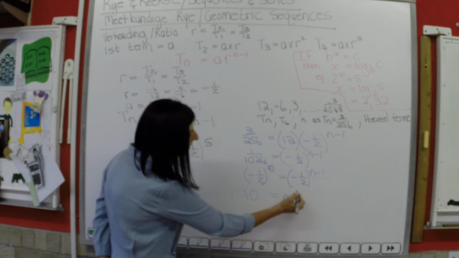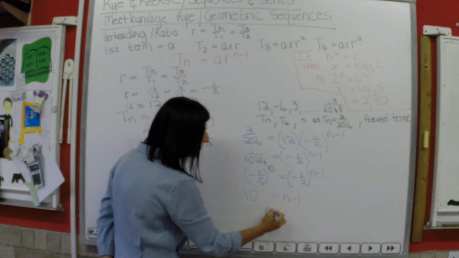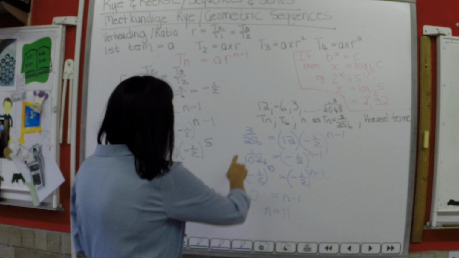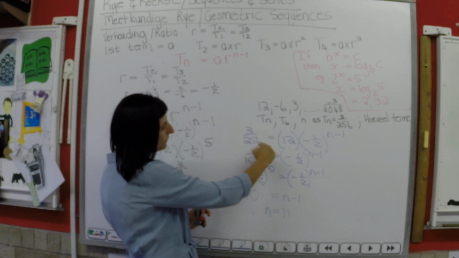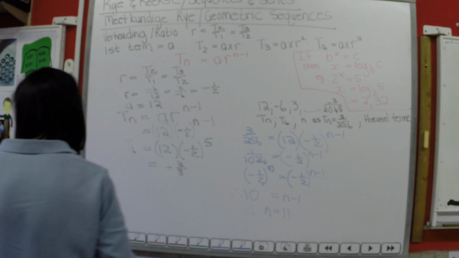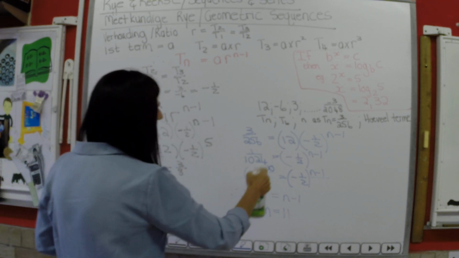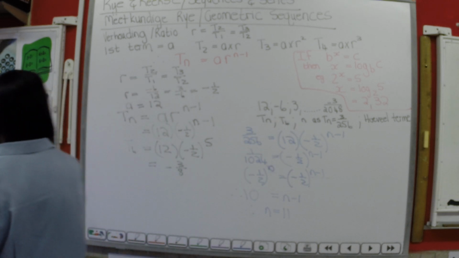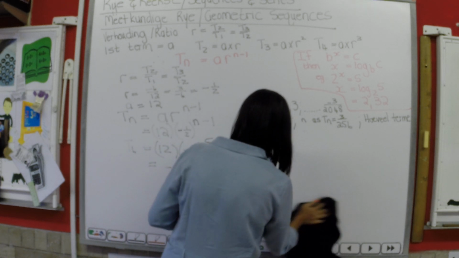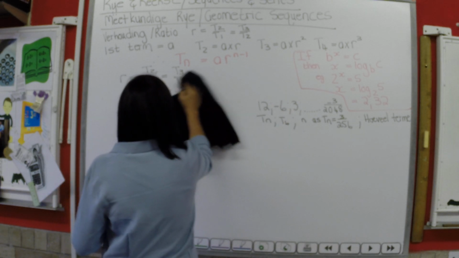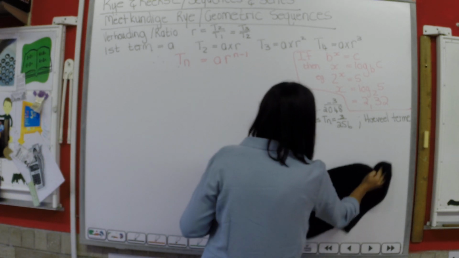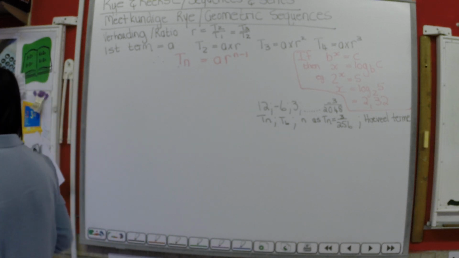En dan as ek die 1 oorbring, word hy 'n positief. So n is gelyk aan 11. So this term, 3 on 256, will be in position number 11. Goed. Laaste vraag is, hulle het ons laaste term vir ons gegee, the last term was given. So now they ask you, how many terms are there in this geometric sequence? Hoeveel terme is daar in hierdie meetkundige ry?